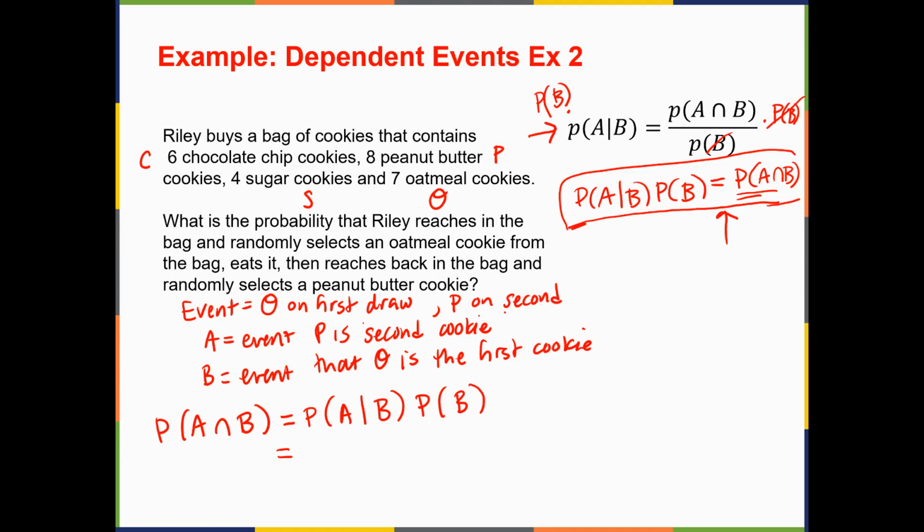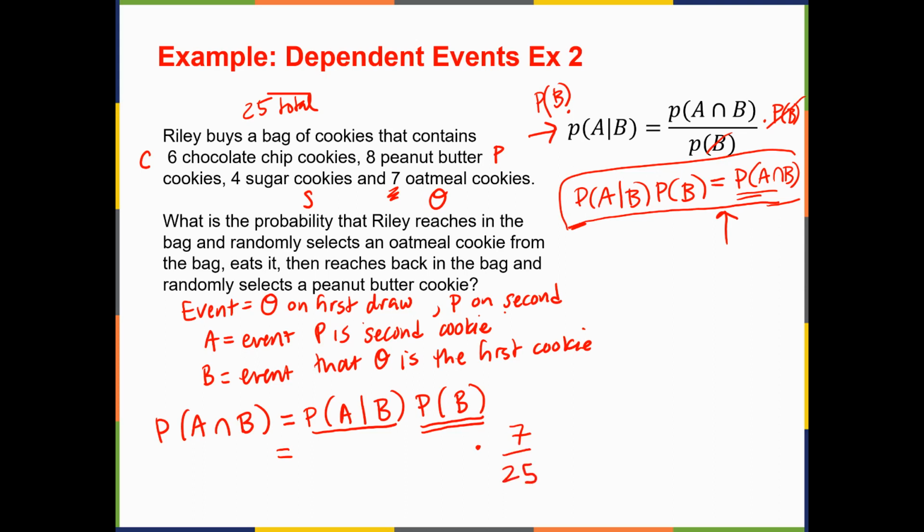I'm going to start this formula by first figuring out the second part and then figuring out the first part. So what is the probability of B? What is the probability that oatmeal was the first cookie? Well, that one's not too bad. Let's see, how many cookies does he have in his bag? He has 6 and 8 is 14, plus 4 is 18, plus 7 is 25 total cookies. And we know that 7 of them are oatmeal, so the probability of B is 7 chances out of 25.